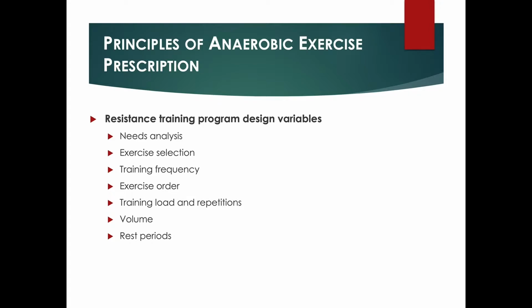So looking at the resistance training program design variables, these are all the aspects that we'll cover throughout this chapter, getting into the objectives, but really you can sum it up into these factors right here. You've got needs analysis, exercise selection, training frequency, exercise order, training load and repetitions, volume, and rest period. This is everything a coach needs to look at and understand when going into designing a program for their athlete.